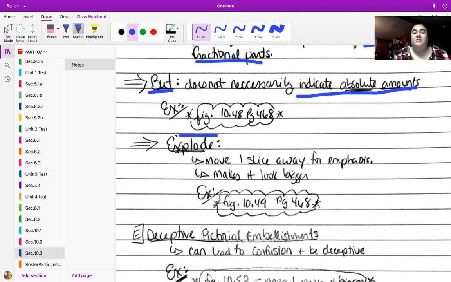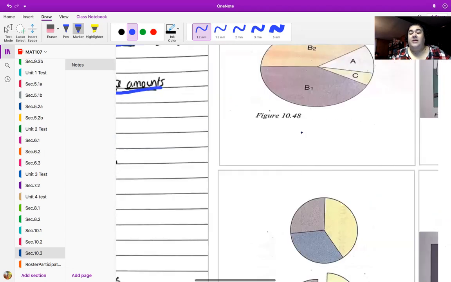Where what they do is they make a part of the chart move away, okay? Sort of to emphasize what's happening with that part. And by doing this, it makes it look bigger than it is and misleads you. Now you're gonna see that in figure 10.4.9. But let's go ahead and look at figure 10.4.8 so that you get an idea of what we're talking about.